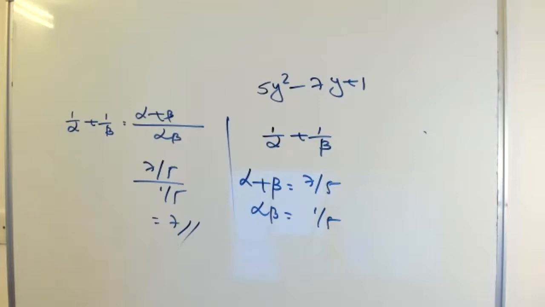So understand how to find it out. Listen, the main thing is to make sure how to write alpha plus beta. Alpha plus beta is minus B by A. Because here it is negative, that way it becomes plus. You got the same answer? Yes, sir. Sure, no? Yes, sir. Okay. So next question.